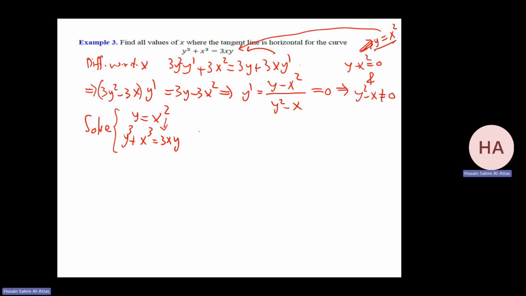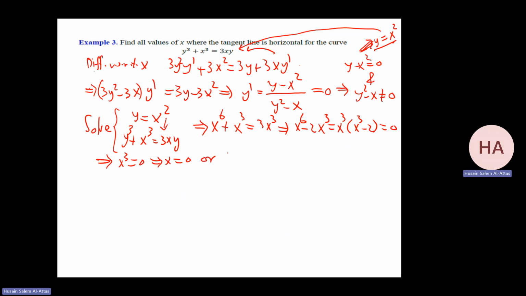I just plug this here. So I'm getting, with y equals x squared, x to the power 6 plus x cubed equals 3x times x squared, which equals 3x cubed. So I have x to the power 6 minus 2x cubed, and I can take x cubed as a common factor. I have x cubed times x cubed minus 2 equals 0. So I have x cubed equals 0, which means x equals 0, or x cubed equals 2, which means x equals cube root of 2. Okay, now I need to check. Don't forget, I need this condition also.